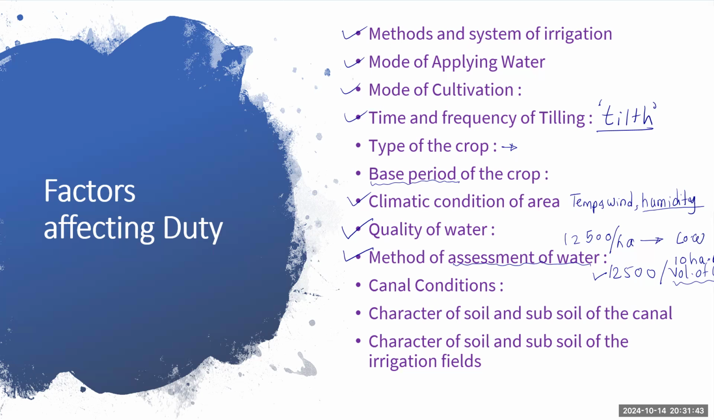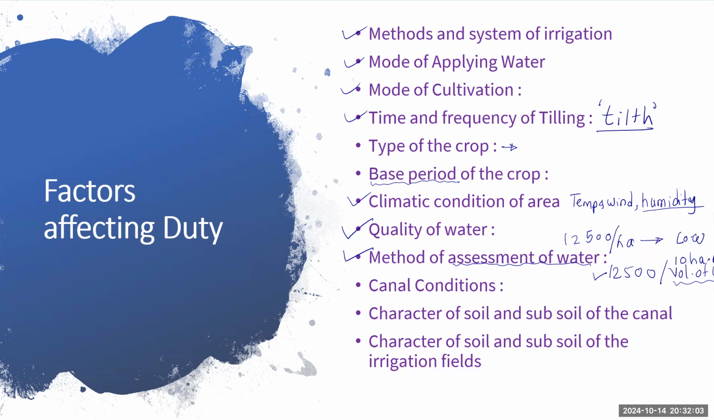Next thing is regarding the length of canal. If the length of canal is less, in that case again conveyance losses due to percolation as well as due to evaporation will be less, and hence duty will be high.